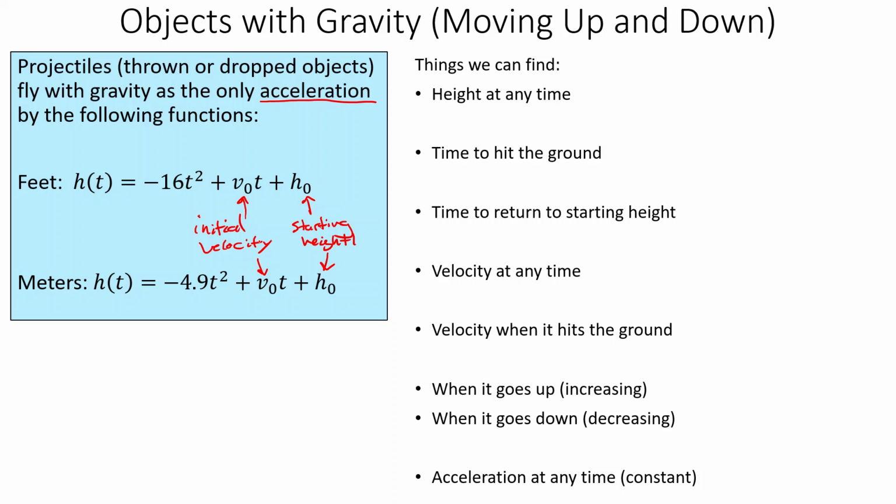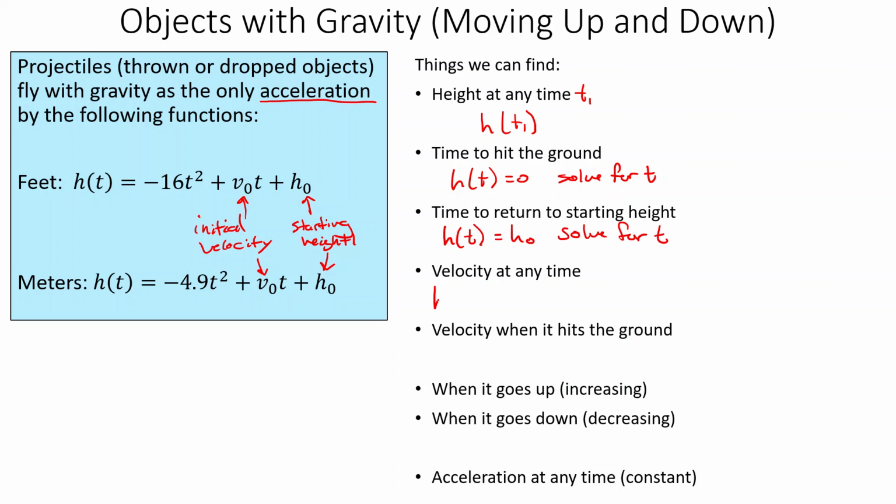All right, so those were our equations. We learned how to do all these things before, at least we went over them. We could find the height at any time t, say t1, would just be h of t1. We just plug in. Time to see when it hits the ground, we set it equal to 0 and solve for t. Time to return to the starting height, we set it equal to h0, and then we solve for t.